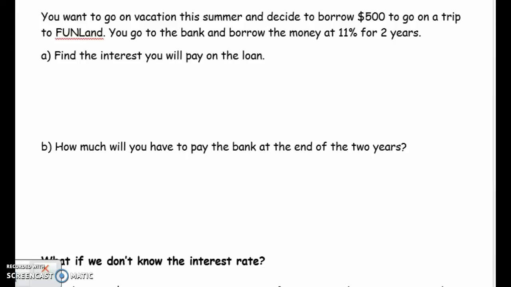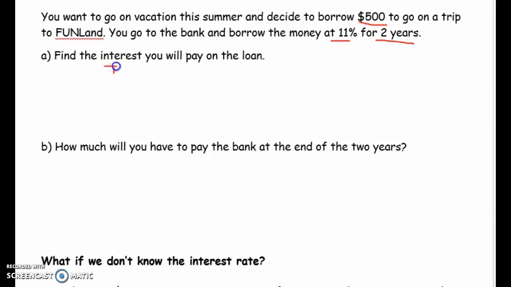You want to go on vacation this summer, and you decide to borrow $500 to go on a trip. Sounds like a good plan. You're going to go to Funland. You go to the bank and borrow money at 11% for 2 years. Find the interest you'll pay on the loan.